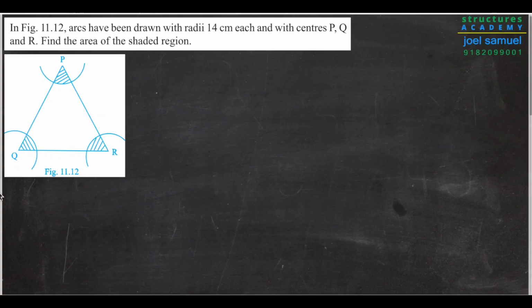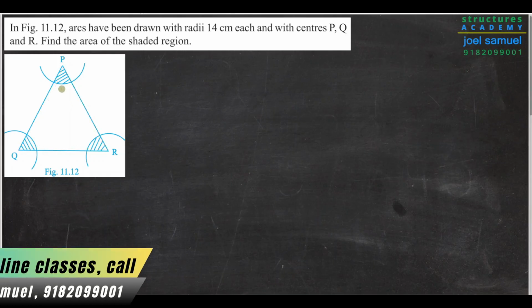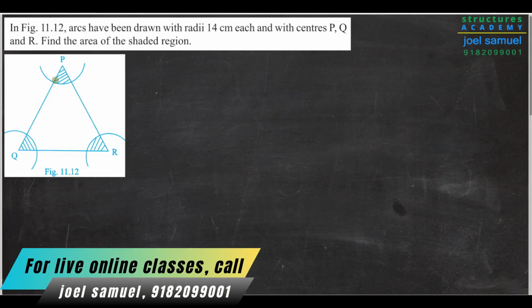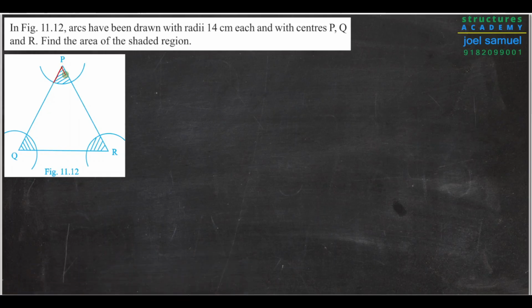First, we observe that PQR is a triangle. Second, we notice that the radius of each arc has been given as 14 centimeters, which means this distance and this distance is 14 centimeters. These two are 14 each, and so are these two distances. The second thing we notice is the shaded region consists only of three circular sectors formed at the three vertices. The three angles at the vertices need not be equal.